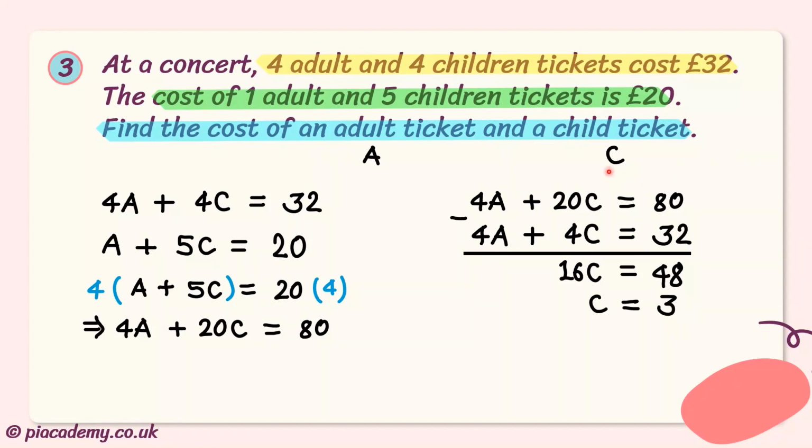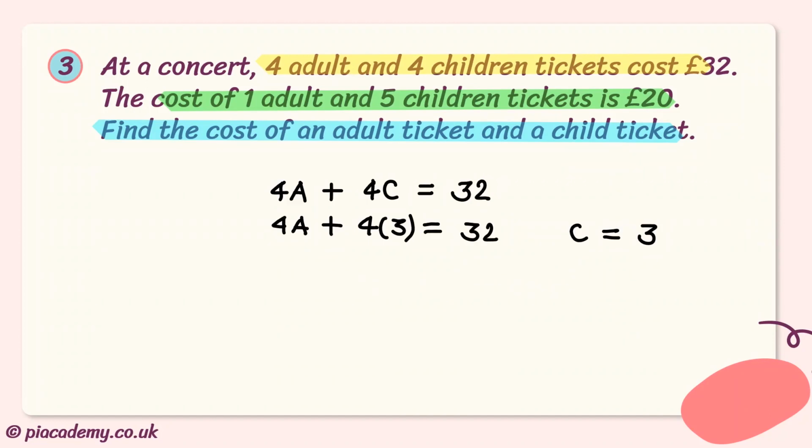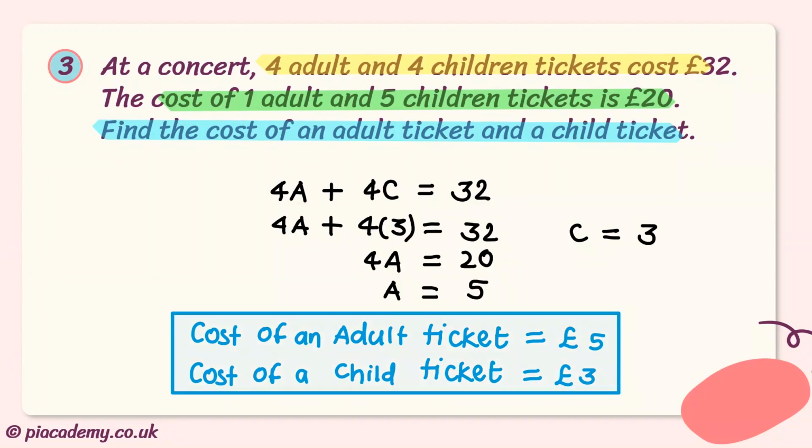Now we know the cost of a child ticket. To find the value of A, we need to substitute the value of C in one of the equations. Let's substitute the value of C in the equation 4A plus 4C is equal to 32. We get 4A plus 4 times 3 is equal to 32. Simplifying and solving for A, we get 4A is equal to 20, which means A is equal to 5. Thus, the cost of an adult ticket is £5, whereas the cost of a child ticket is £3. Nice, we have solved this problem.